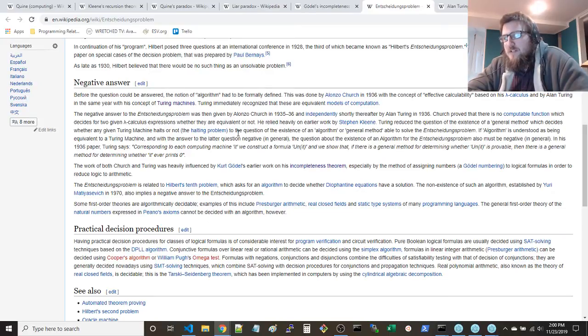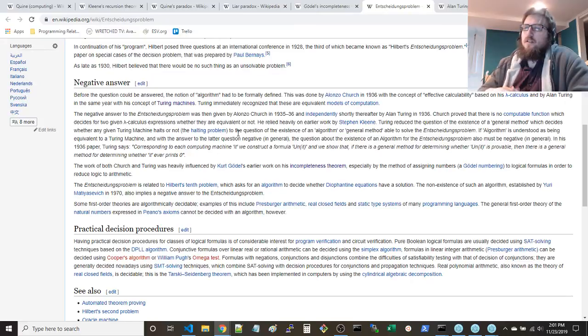Formulas with negations, conjunctions, and disjunctions: disjunctions combine the difficulties of satisfiability testing with that of decision of conjunctions. They are generally decided nowadays using SMT solving techniques, which combine SAT solving with decision procedures for conjunctions and propagation techniques. Real polynomial arithmetic, also known as the theory of real closed fields, is decidable. This is the Tarski-Seidenberg theorem, which has been implemented in computers by using the cylindrical algebraic decomposition.